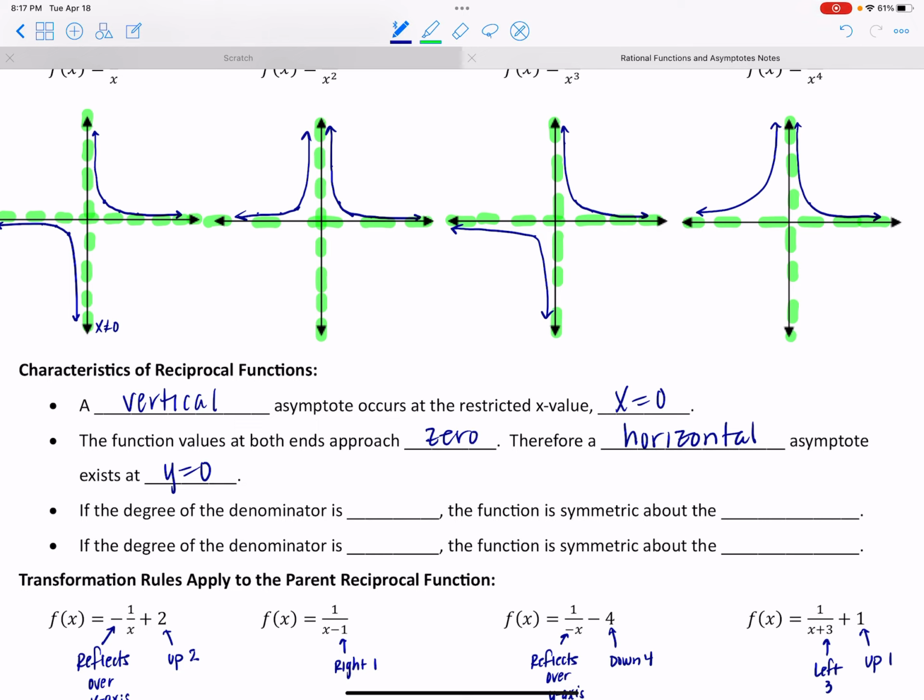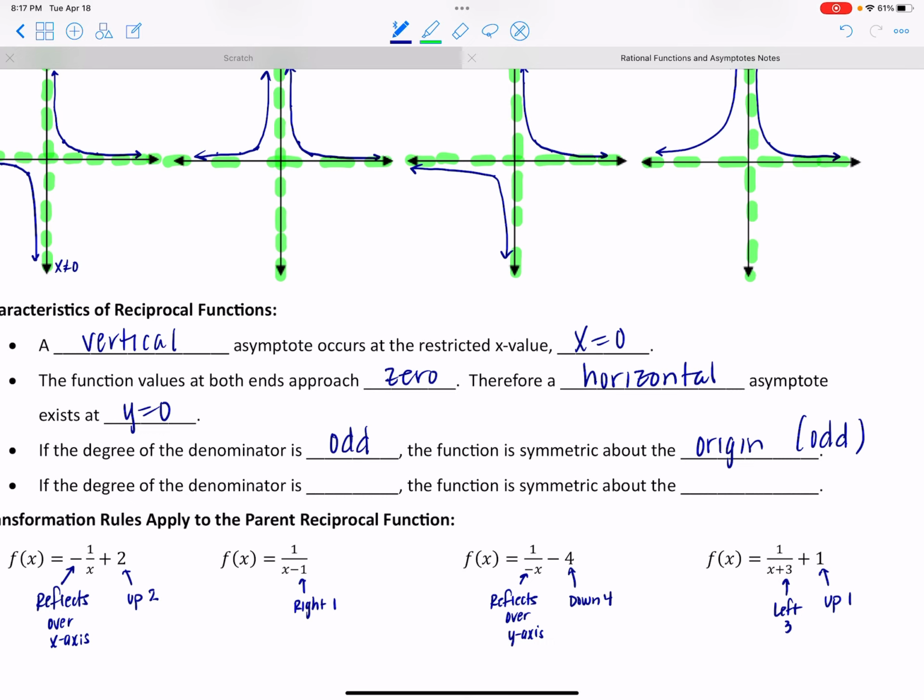If the degree was odd, like the first three, then those graphs were symmetric about the origin, which are odd functions. And then if the degree of the denominator was even, then we saw that symmetry about the y-axis, and we call those even functions. So I'm saying even and odd twice, but I'm referring to different things.